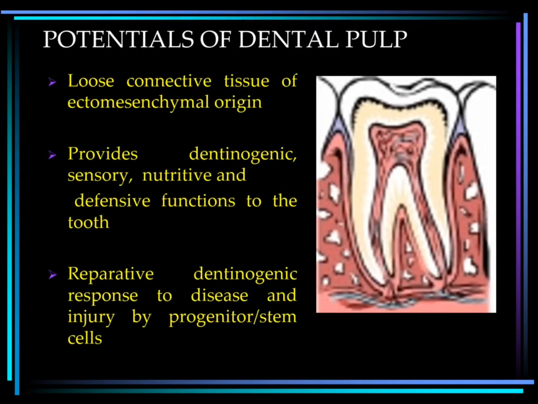Now going on to the potentials of dental pulp. As you all know, pulp is a loose connective tissue of ectomesenchymal origin. It provides dentinogenic, sensory, nutritive and defensive functions to the tooth. It also has a reparative dentinogenic response to disease and injury by a progenitor or a stem cell.